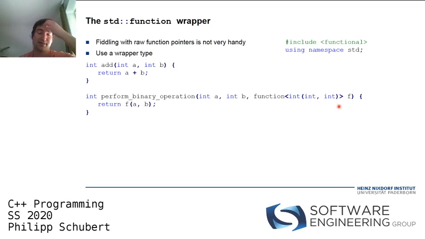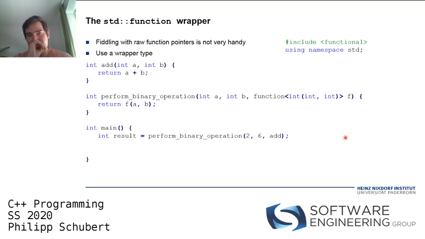Again, we will talk about templates and template metaprogramming later on. And the type that your function receives is basically one returning one integer and receiving two integers as arguments. And you name that function f, as the function parameter here. And then within the function, you just apply f, whatever f is, to A and B. And then you can call your perform binary operation here, give it the integer literals 2 and 6, and give it as a parameter the add function here. So it will apply add to A and B, and the result would be 8 at the very end.